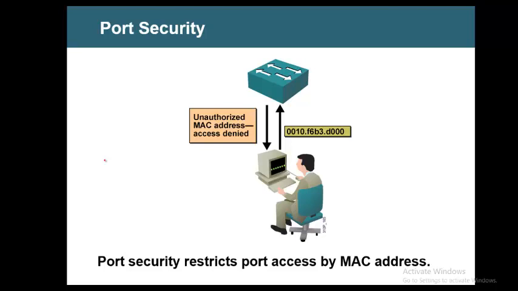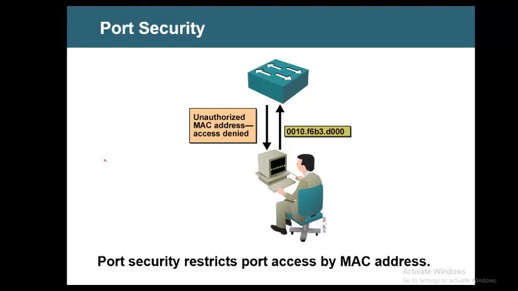What if more than one MAC address comes? If more than one MAC address comes, the port will go to shutdown mode. That will be considered a violation. When you enable port security, only one MAC address per port is allowed by default. So when a second MAC address comes, the port is going to shut down to protect your MAC table buffer.